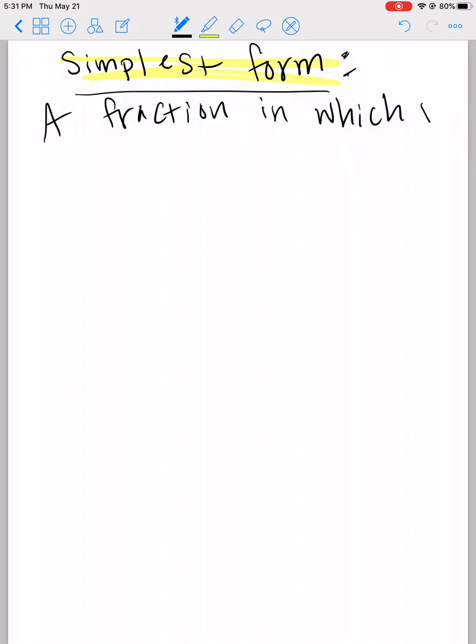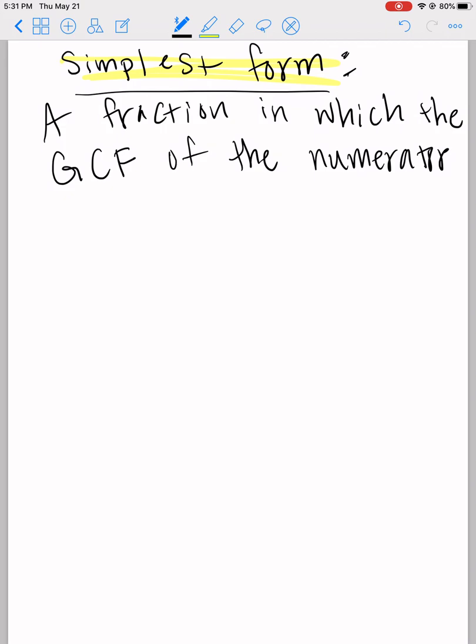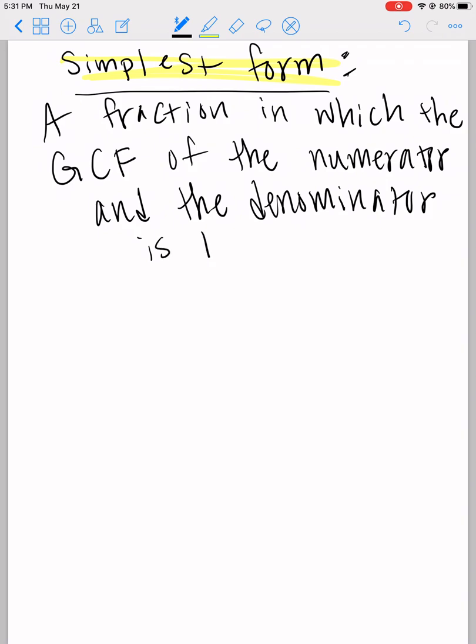Now, our last word is simplest form. Very important. Usually, all the time when we're solving fractions, we don't stop until we get to the simplest form. Okay, simplest form is a fraction in which the greatest common factor, or GCF, of the numerator and the denominator is 1.